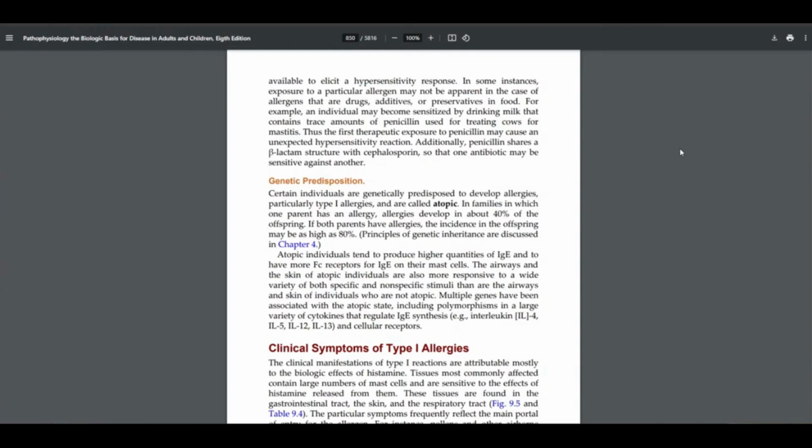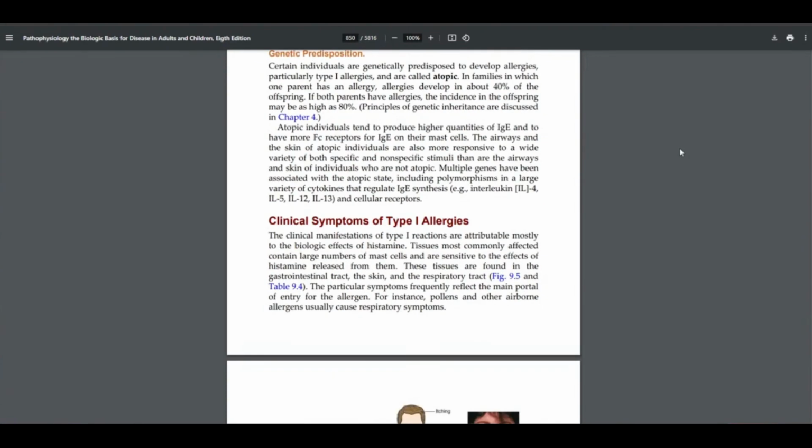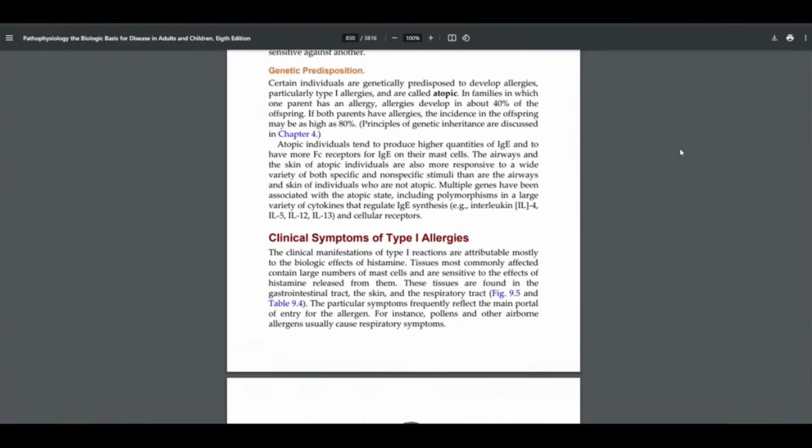Thus, the first therapeutic exposure to penicillin may cause an unexpected hypersensitivity reaction. Additionally, penicillins share a beta-lactam structure with cephalosporins, so that sensitivity to one antibiotic may extend to another. There's also a genetic predisposition.